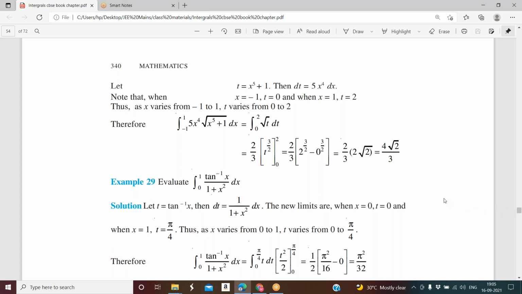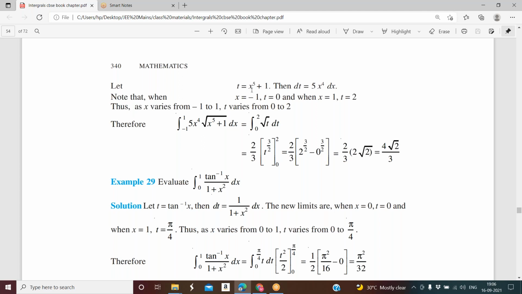What are the limits of x? Minus 1 and plus 1. Minus 1 is the lower limit and plus 1 is the upper limit. That is given in the problem. So I'm going to change the limits now. When x takes the value minus 1, what is your t? When x is minus 1, what is t? That I have to find. So when x takes the value minus 1, t will take 0.